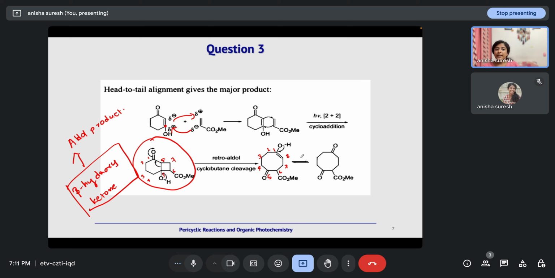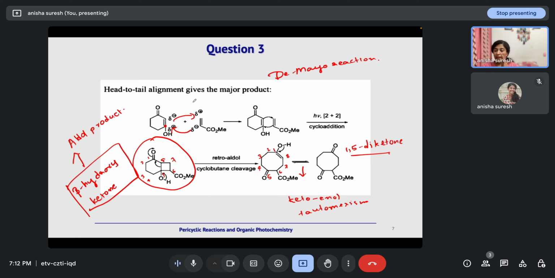Now this is an enol. It can undergo keto-enol tautomerism, leading to formation of this ketone. So this is a 1,5-diketone. This is an example of the de Mayo reaction. First, a 2 plus 2 cycloaddition reaction takes place, followed by a retroaldol reaction leading to formation of a 1,5-diketone. Here head to tail alignment gives the major product because the electronics are in such a way that it favors this reaction to take place.